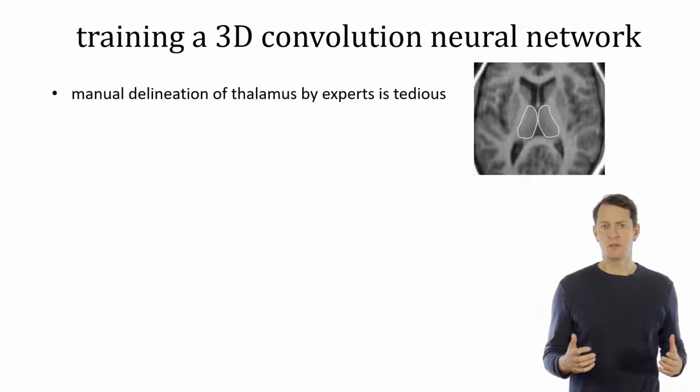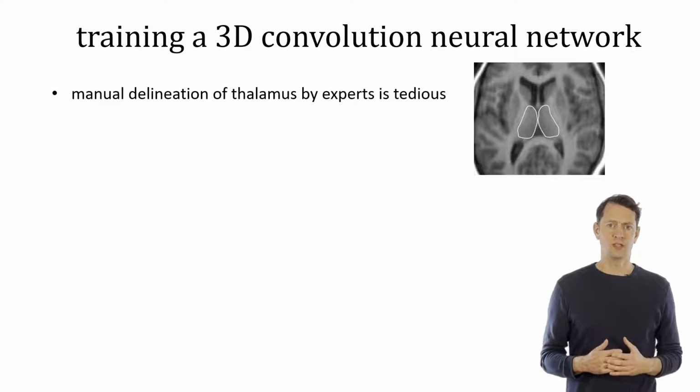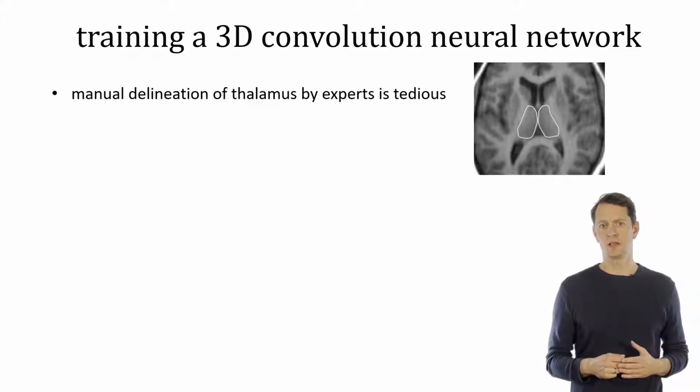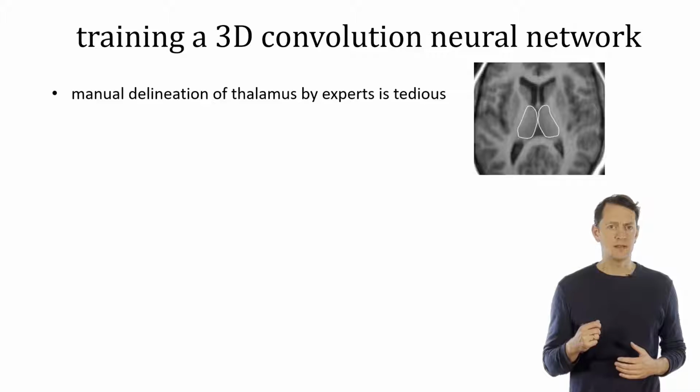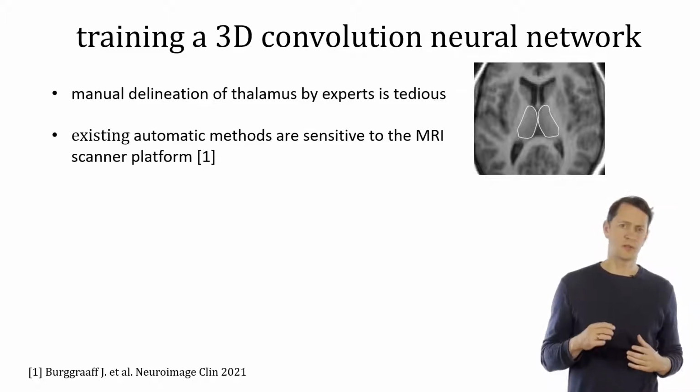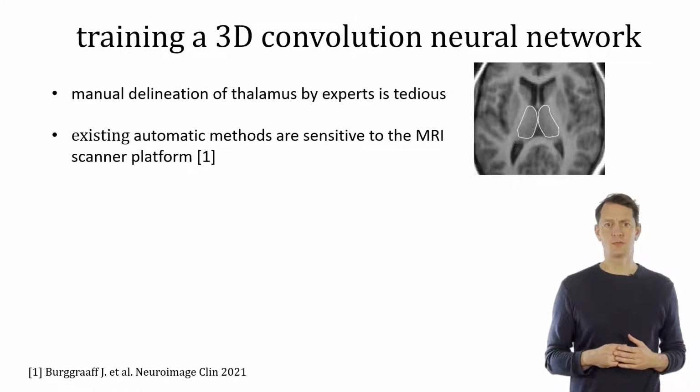Now, as explained, measuring the thalamus volume on an MRI is important for patients with MS. However, to measure the thalamus manually slice by slice is not feasible in clinical routine. And existing pipelines for automatic thalamus segmentation are sensitive to the MRI scanner platform, and therefore results from different scanners cannot be directly compared. Now, our goal was to develop an automatic thalamus segmentation which is fast, accurate and robust.